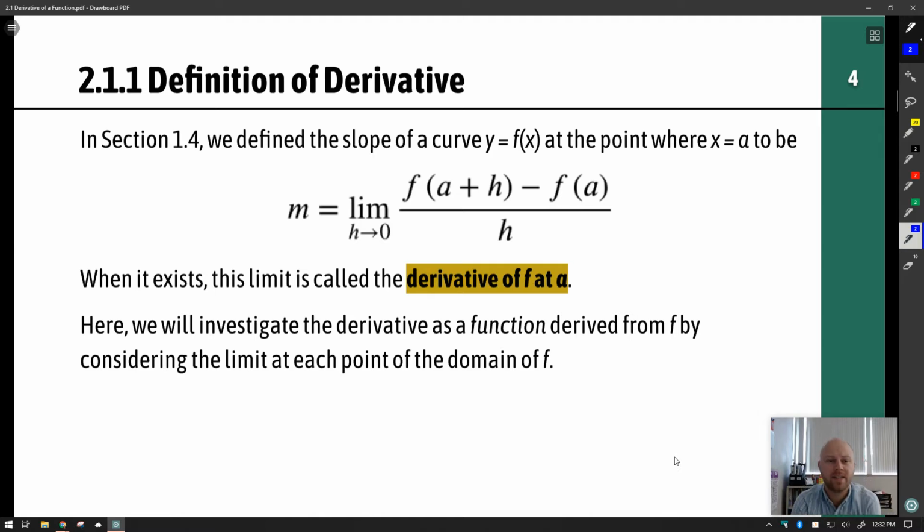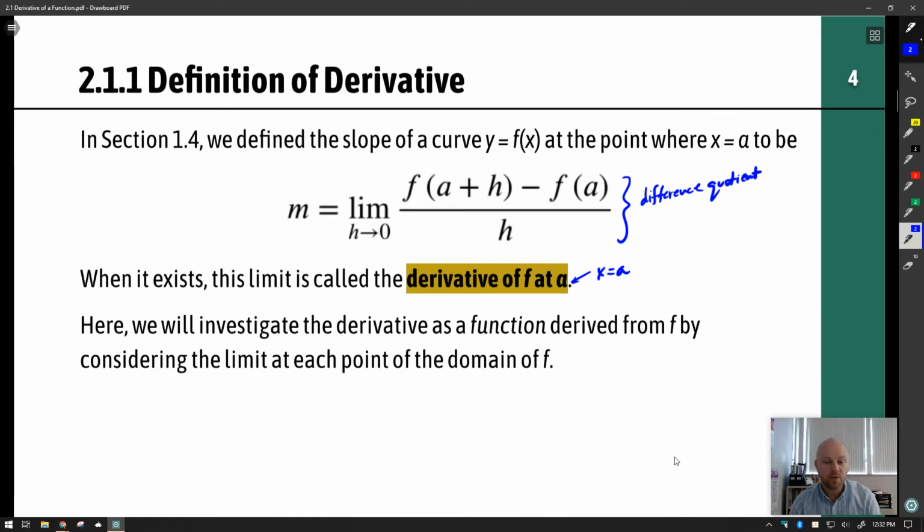At the end of chapter 1 in section 4, we defined the slope of a curve y equals f of x at the point where x equals a to be this. That slope m is the limit as h goes to 0 of the difference quotient. We defined that at one point, the difference quotient. So from this point forward, we are going to refer to this slope as the derivative of f at a. It's the derivative of a function. The limit as h goes to 0 of the difference quotient at some x equals a value is this limit that we're already so familiar with.